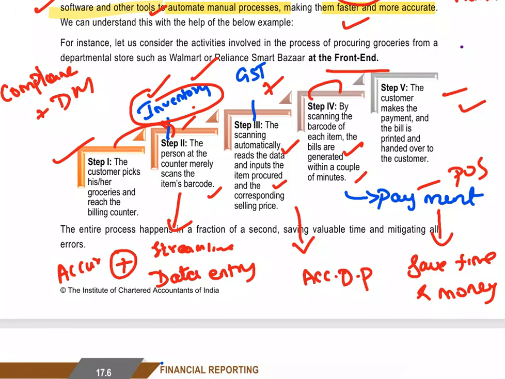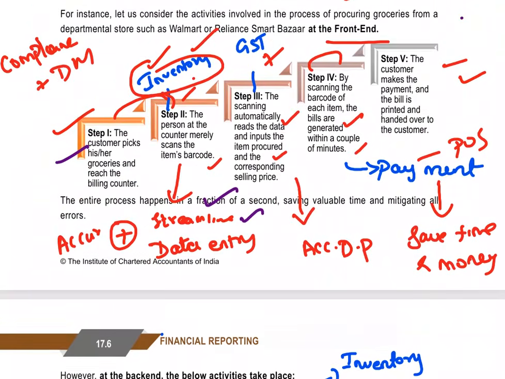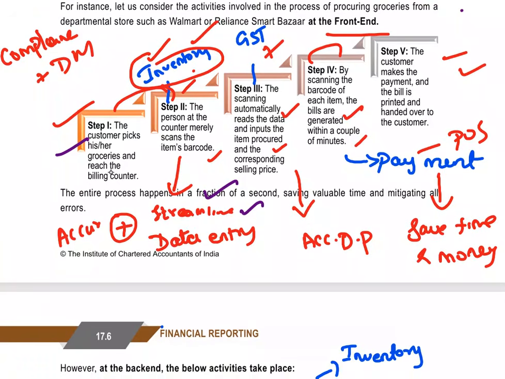So how will you easily remember the benefits? The first point, there is nothing to remember. When you go to the second point, as I said, when you scan the barcode, what is happening? We can streamline the data entry. This helps you streamline the data entry by using barcode recognition technology, and this can reduce the time and effort of manual entries. So manual entry will be reduced. This one you can easily remember.